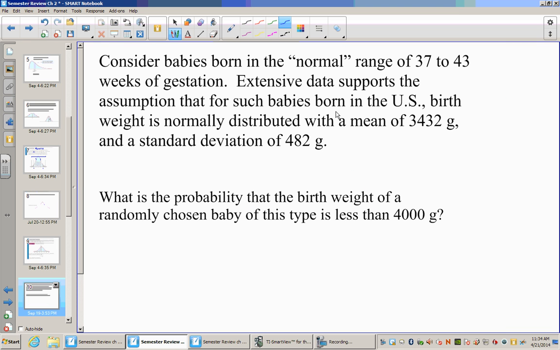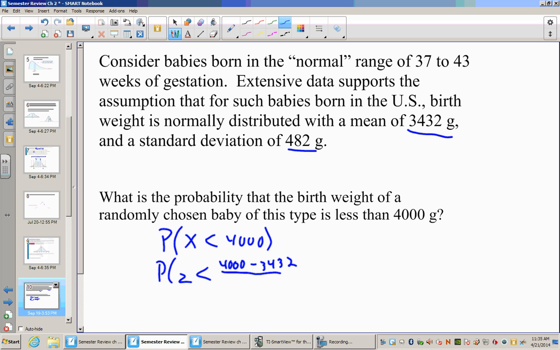Now, consider this problem. Babies born in the normal range have a mean of 3,432 with a standard deviation of 482. So what's the probability that a randomly chosen baby is less than 4,000? That's to find the probability that our x value is less than 4,000. Now we convert that x value to a z value by taking that x value minus the mean all over the standard deviation.